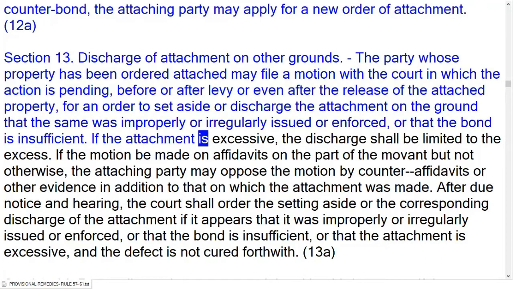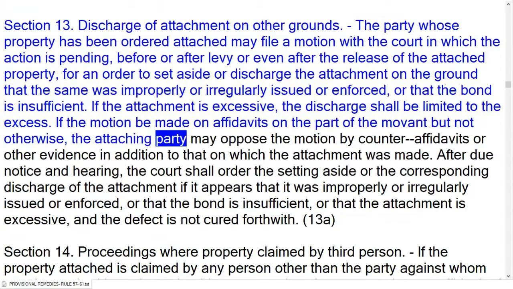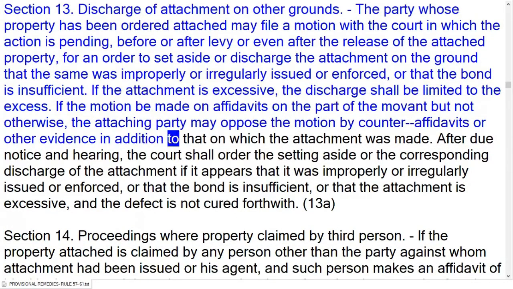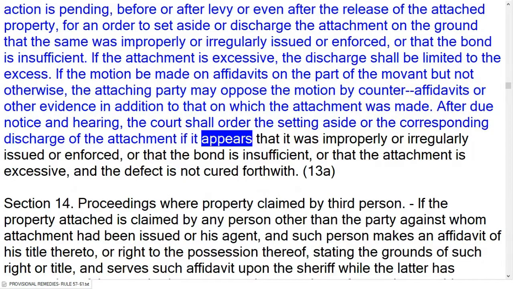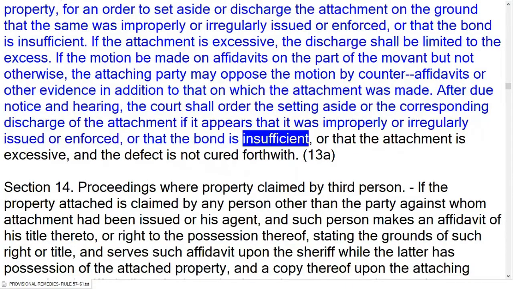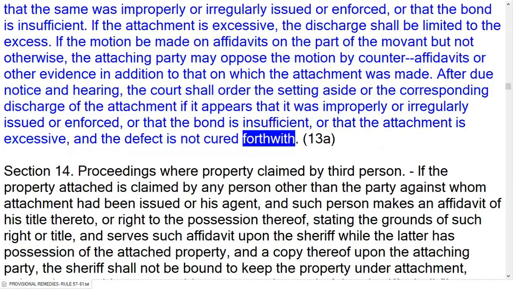If the attachment is excessive, the discharge shall be limited to the excess. If the motion be made on affidavits on the part of the movant but not otherwise, the attaching party may oppose the motion by counter-affidavits or other evidence in addition to that on which the attachment was made. After due notice and hearing, the court shall order the setting aside or the corresponding discharge of the attachment if it appears that it was improperly or irregularly issued or enforced, or that the bond is insufficient, or that the attachment is excessive, and the defect is not cured forthwith.